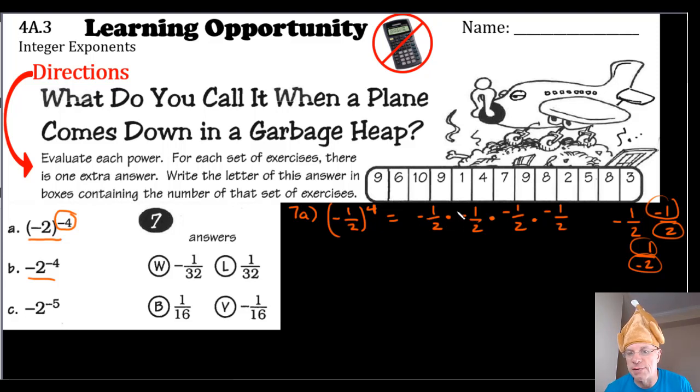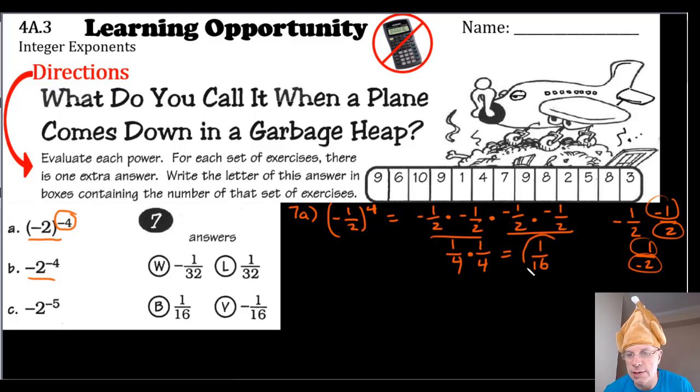Negative multiplied by negative is positive. So -1/2 multiplied by -1/2 is +1/4. So this -1/2 multiplied by -1/2 will also be +1/4. And when we multiply those, we get +1/16.